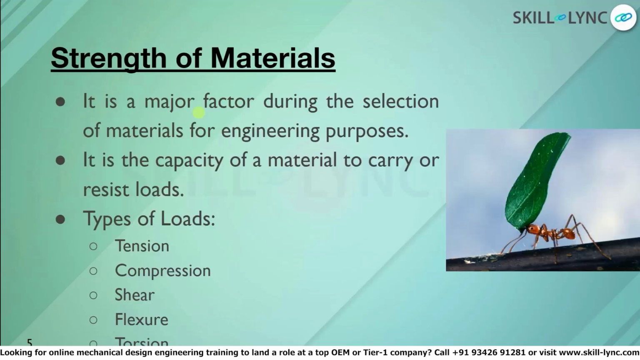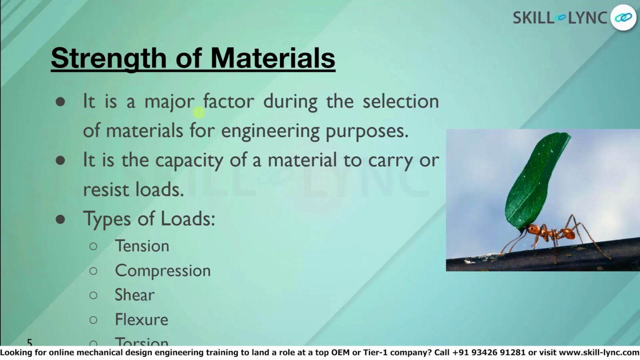What is strength of material? Strength of a material is a major factor during the selection of materials for engineering purposes. It is the capacity of a material to carry or resist loads. For example, an ant can lift 10 to 15 times its own weight. Some species like the Asian beaver ant can even lift up to 100 times its own weight. So, an ant can be said to have such high strength.